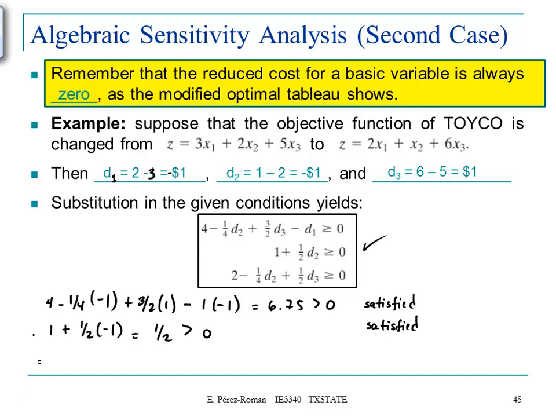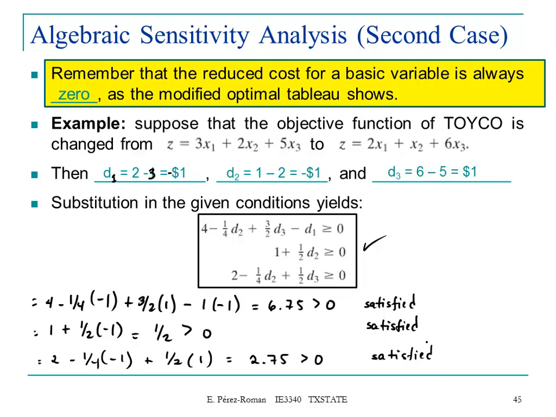And then the last one, 2 minus 1 fourth times minus 1 plus 1 half times 1. That would equal 2.75, and it's greater than 0. It is also satisfied. So all of the conditions are satisfied with the values of the new coefficients. They will give you an optimal solution. That's basically what we are trying to find out with these conditions.